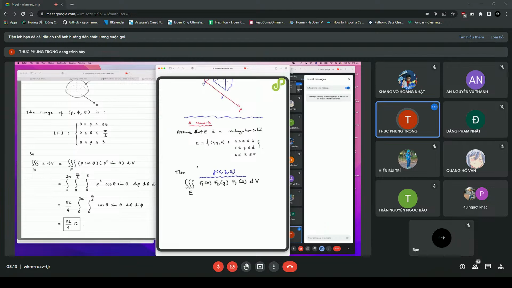So assume that you integrate a function like this, where you can separate x, y, z into three separate functions like this one, then you can immediately get the answer in this way: the integral from a to b of f1 of x dx, times the integral from c to d of f2 of y dy, times the integral from e to k of f3 of z dz. So you can save time.